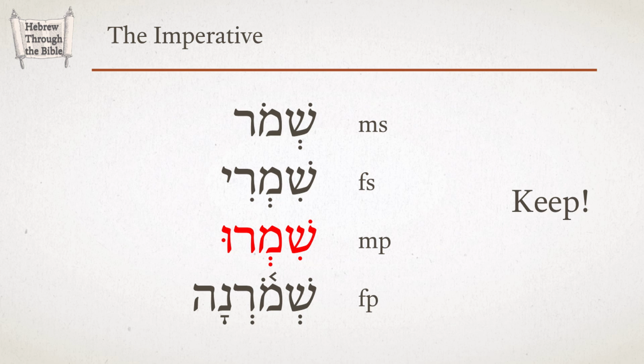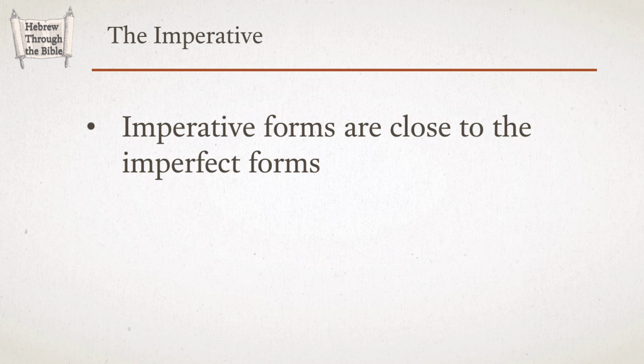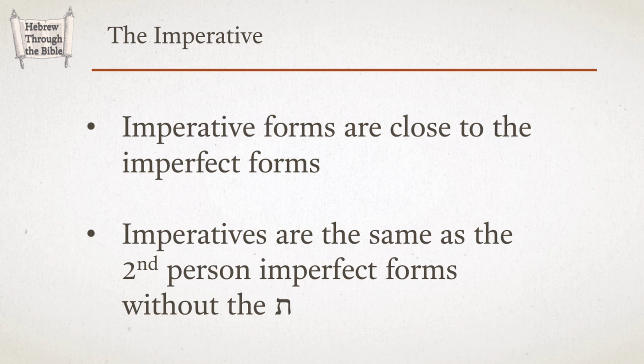This is the masculine plural form. If you are giving a command to a group of women, you say shemorna. So again, the forms are shemor, shimri, shimru, shemorna. It happens that these imperative forms are very close to the imperfect forms. They actually are the same as the second person imperfect forms with the tav taken away.